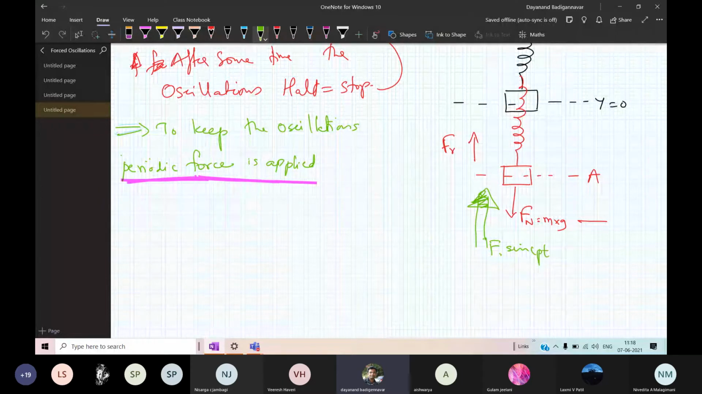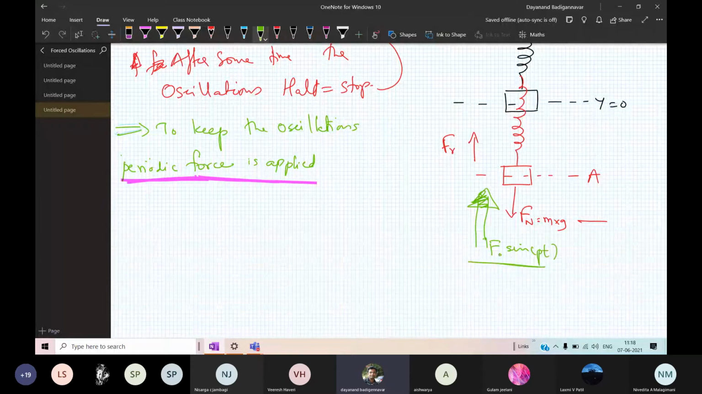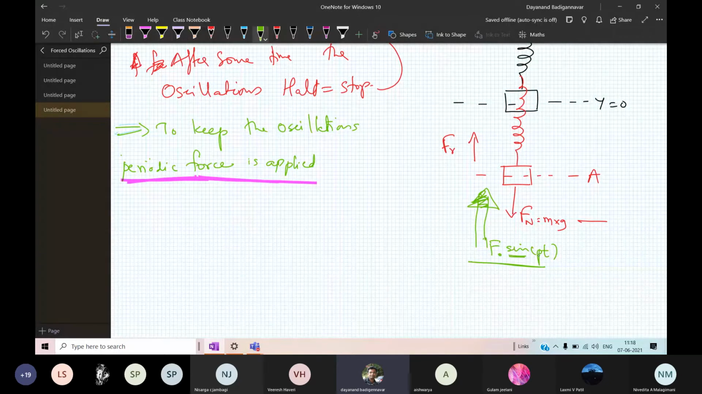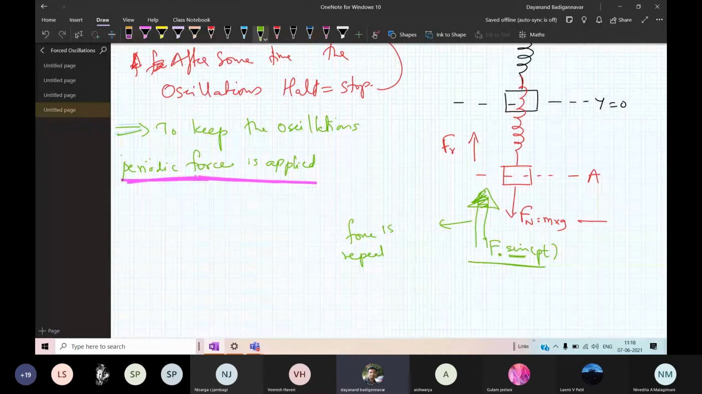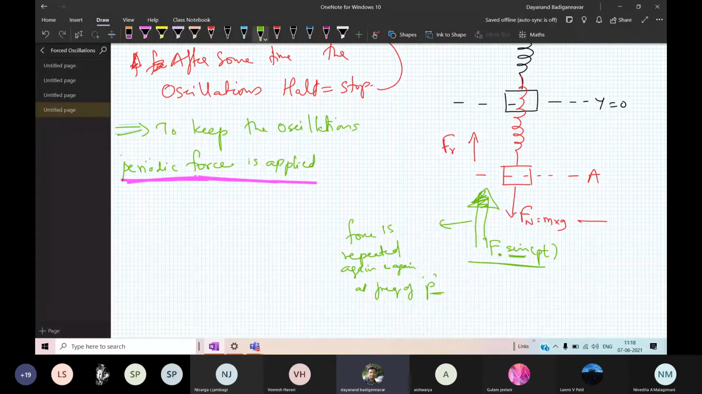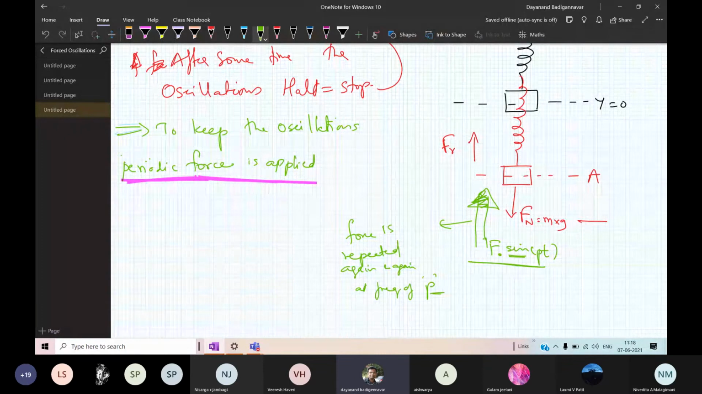So when you apply a force multiplied by sine of pt, the force is going to be repeated again and again at a frequency of P. This is the free P. P is the frequency of the applied force.